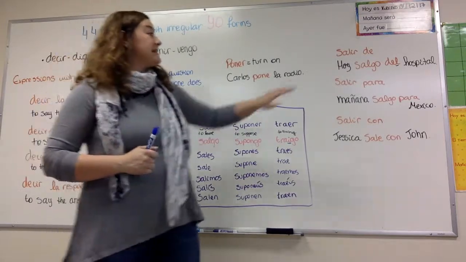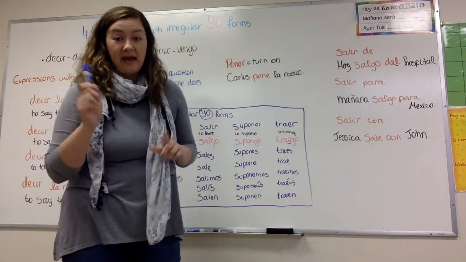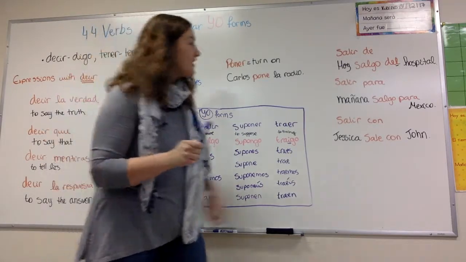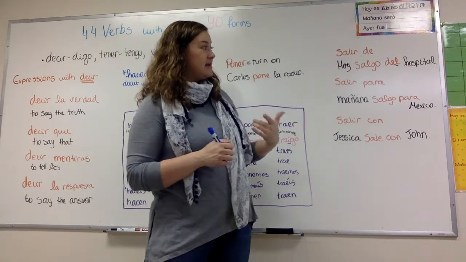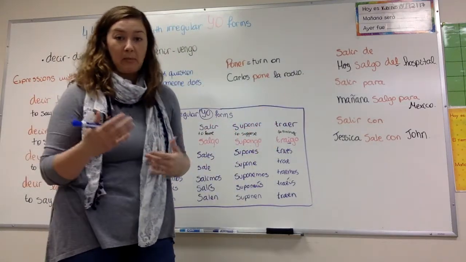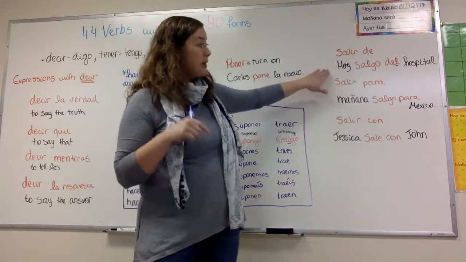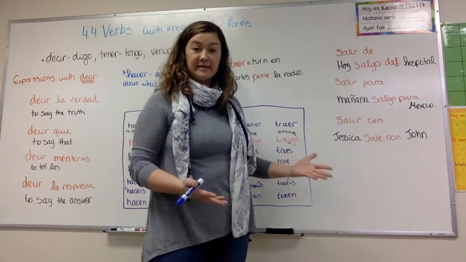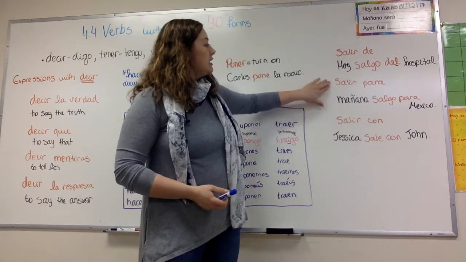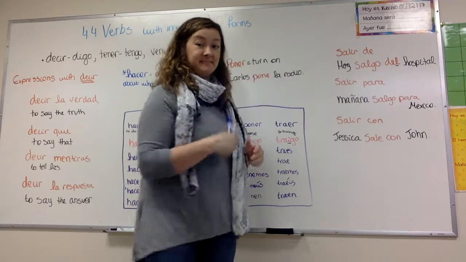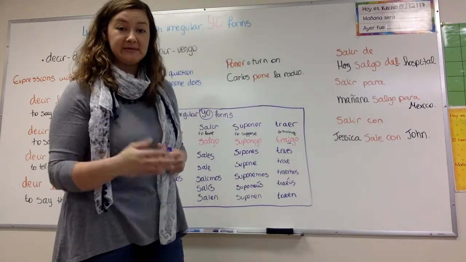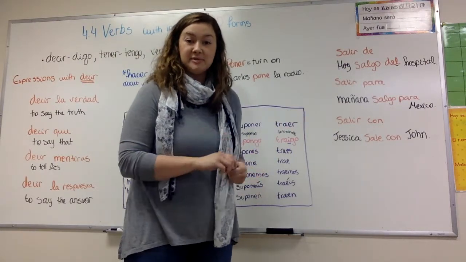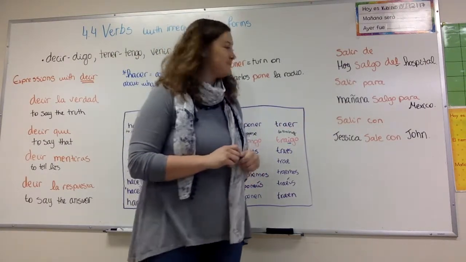See? Salir, also a very special one, and I think you'll be happy to know this one. You can say in Spanish, you'll be dating someone. So, salir de is to leave from a place. So, hoy salgo del hospital. Today, I leave from the hospital. Salir para is to go to a place, to a destination. So, mañana salgo para México. Tomorrow, I'm going to Mexico.